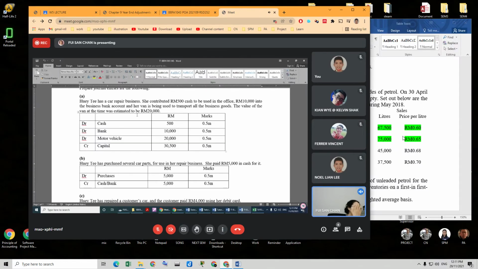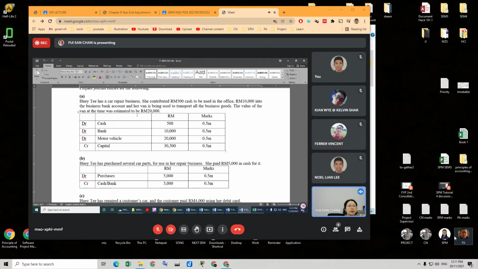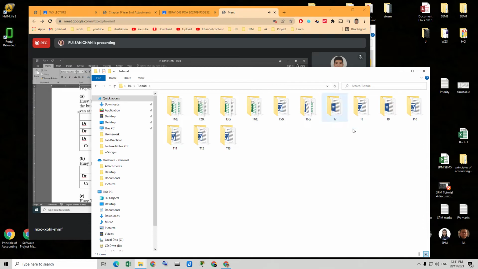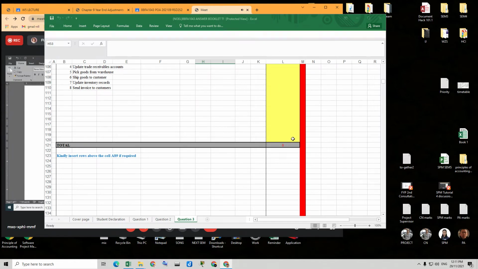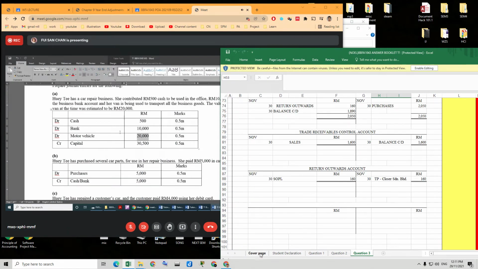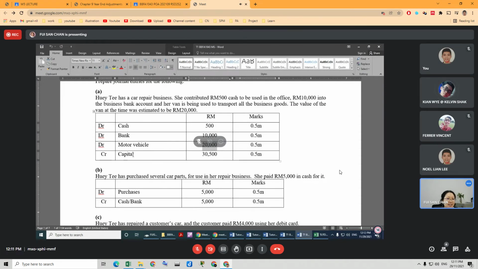So meaning you have capital cash, you have capital bank, right? And then you also brought in a van. So you debit cash, you debit bank, and you debit motor vehicle. Then what do you credit? You credit your capital. Correct, right? Now you think back, Kevin. So you look at your answer. I don't understand your answer. Your answer is partly correct only, partly.